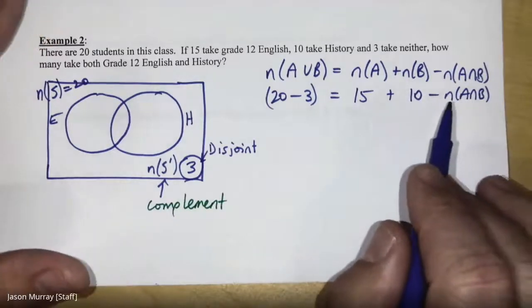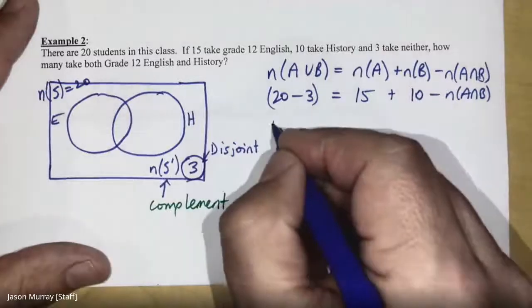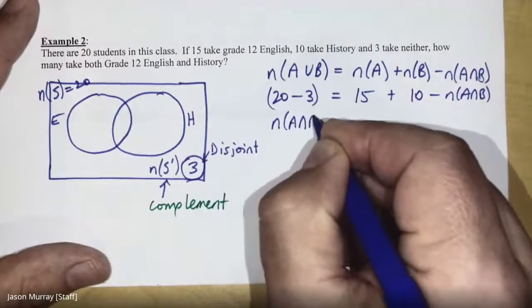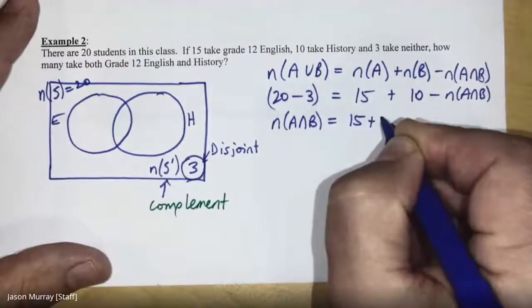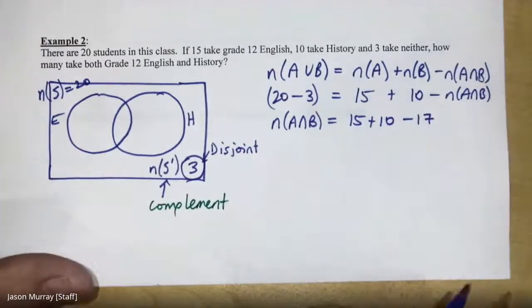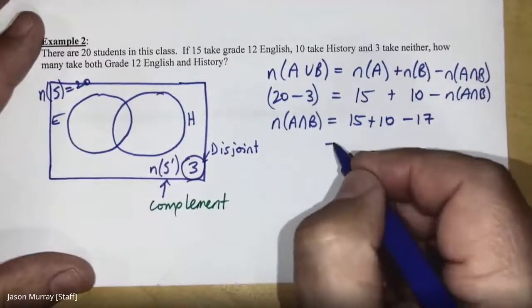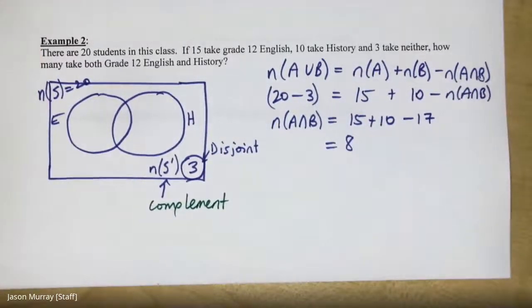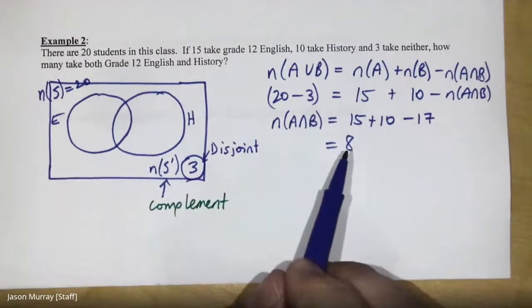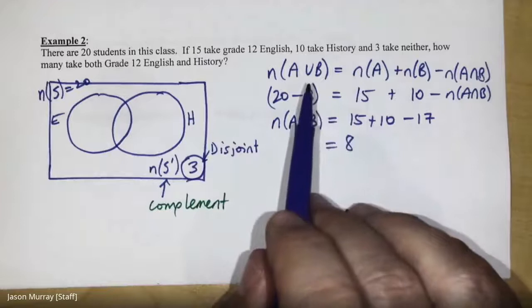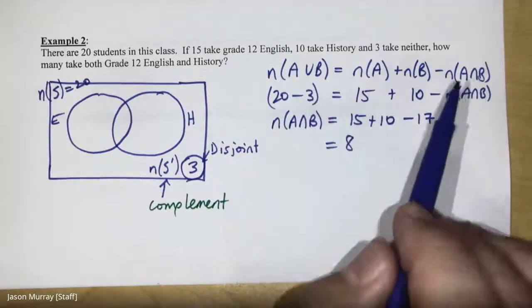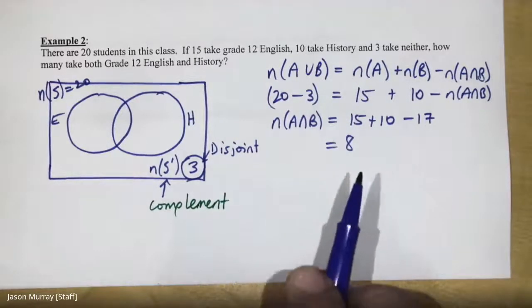I'm just going to do some switcheroos, a little bit of algebra. This is minus, so let's move it to the other side, and it becomes positive. The number in A and B is equal to 15 plus 10 minus 17. We're taking this 17 and moving it to the right side, and that's 8. Just as Hannah suggested, it's 8. So what you've done, Hannah, is use what's called the principle of inclusion and exclusion to help you figure that 8 out. I wanted to show you how you're using that formula, okay?